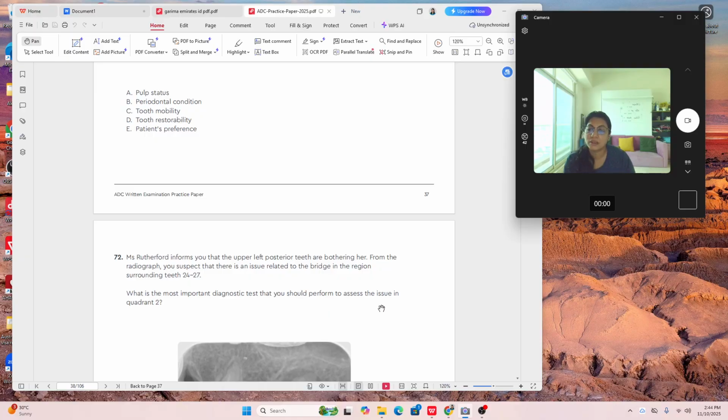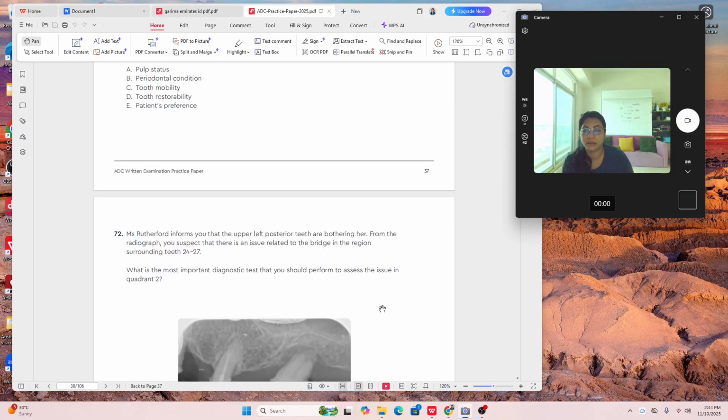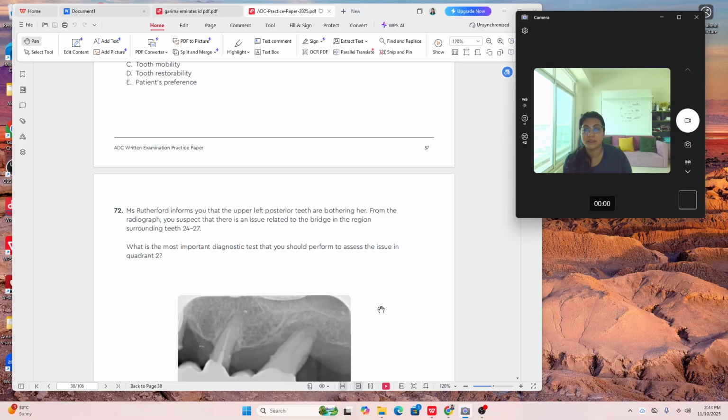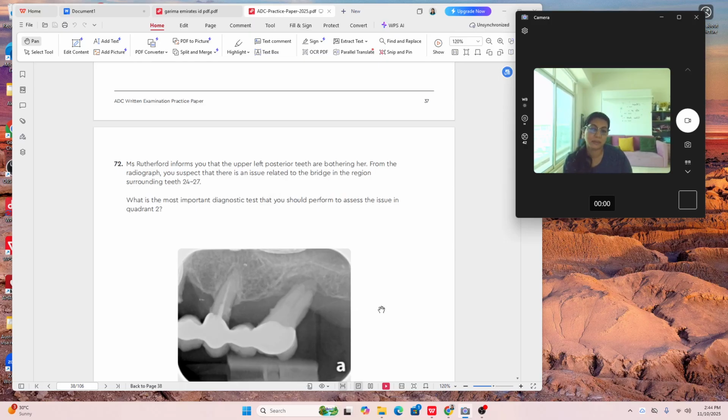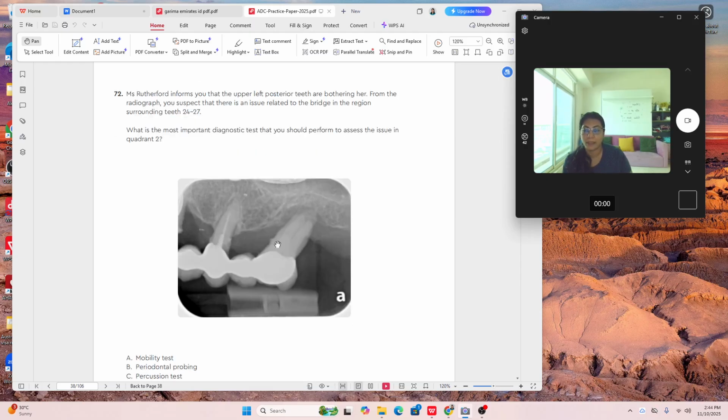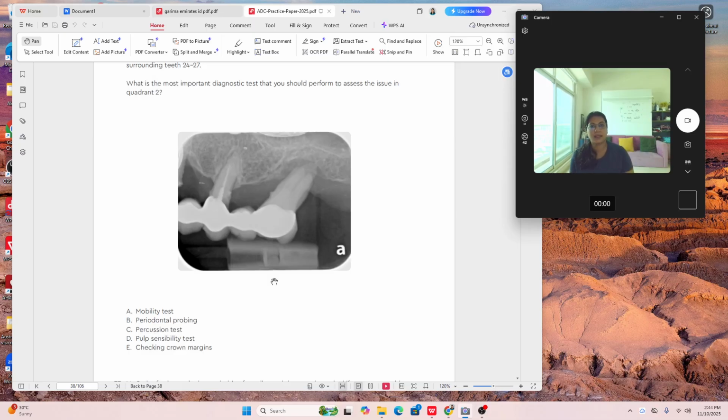Now Ms. Rutherford informs you that the upper left posterior teeth are bothering her, on the left side. From the radiograph, you suspect that there is an issue related to the bridge in the region surrounding tooth 24 to 27. What is the most important diagnostic test that you should perform to assess the tissue in this quadrant 2? Now this, I think, can have two correct answers. Mobility test will be done later. It's not a wrong option. But the question is asking the most important, so I can choose one. The options are periodontal probing, percussion test, pulp sensibility, and checking crown margins.